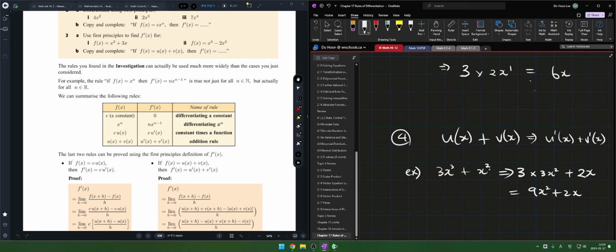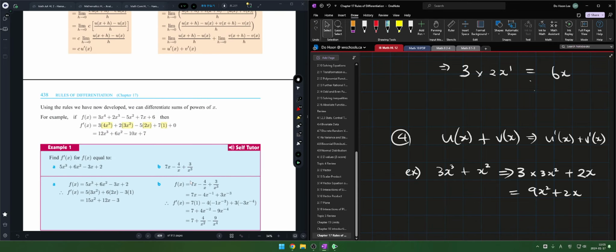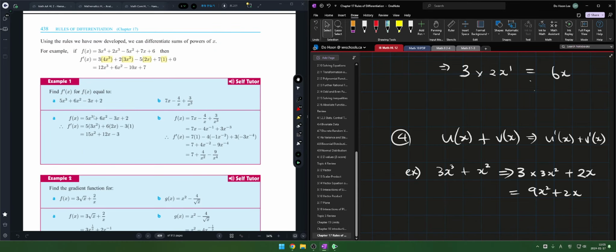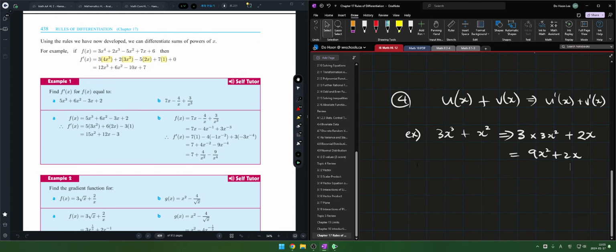I think we need some practice for this, so let's try some questions here. Let's follow along the example number 1, and then we'll do example number 2.